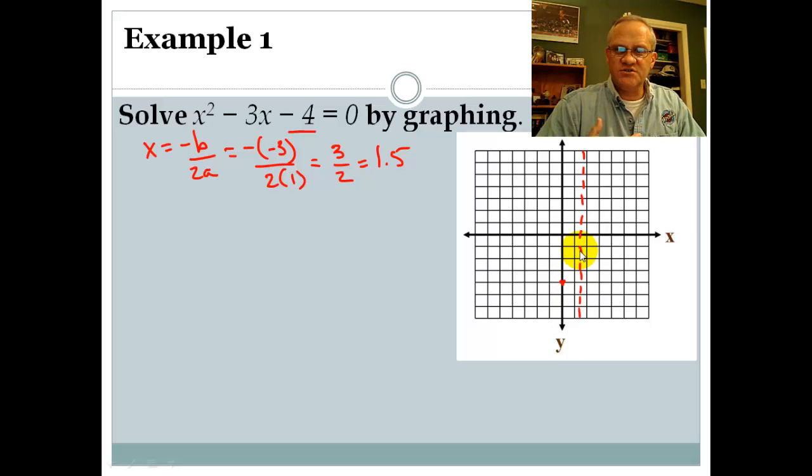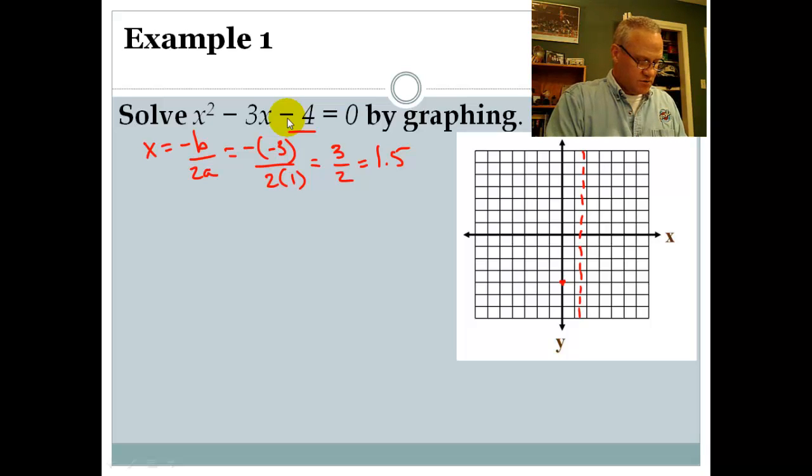So then let's punch this into our calculator to get the rest of the points, to make it easy on ourselves. Remember, go to the y equals button, and then type in, just like we did before, even though it equals 0, y equals x squared minus 3x minus 4. Just type that part into your calculator.